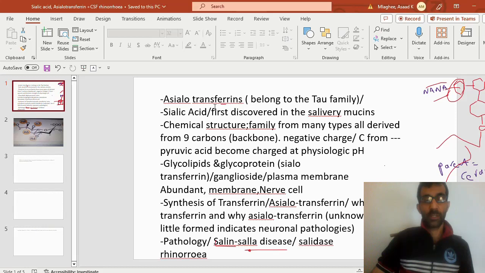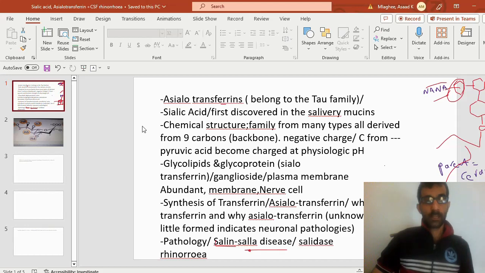Some of them associate with binding and transporting ions, others associate with stabilizing the microtubules of neurons. So the latter is associated with Alzheimer's disease. We're going to break this term down also. Asialotransferrin is transferrin without sialic acid. Sialic acid was first discovered in salivary mucin, also called sialo.